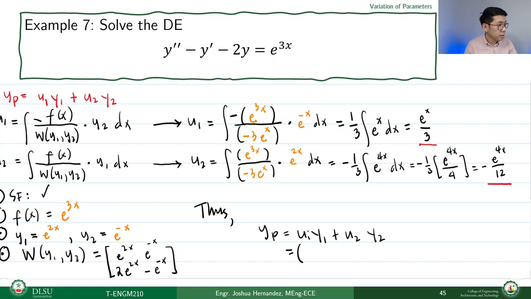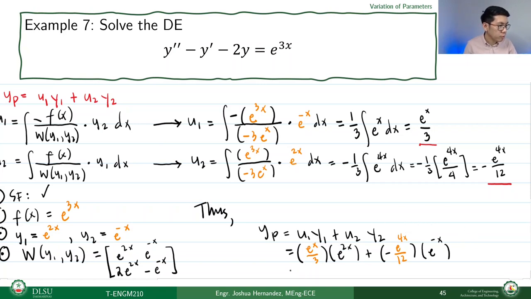And we get e to the x over 3 multiplied by what's our y sub 1? We have e to the 2x, plus what's our u sub 2, that's negative e to the 4x all over 12 multiplied by what's our y2? That's e to the negative x. All right. E to the negative x.